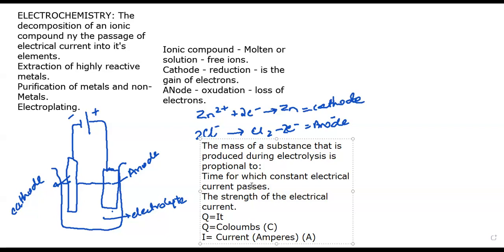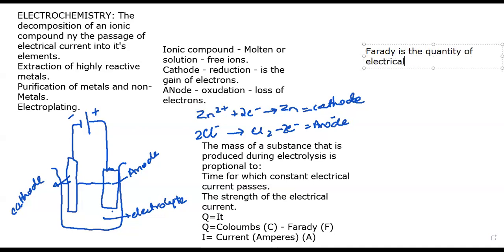Another unit we can use for this is the Faraday. So if I want to calculate Q, I can also measure it with the unit known as Faraday, the symbol for which is F. And what is Faraday? Let me actually type it out. Faraday is the quantity of electrical charge carried by 1 mole of electrons.